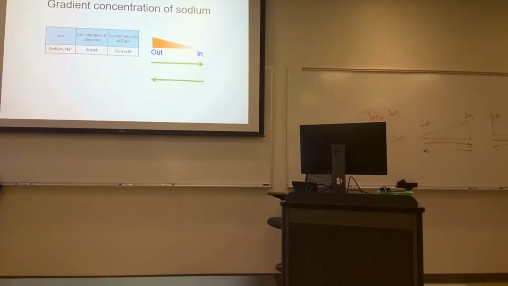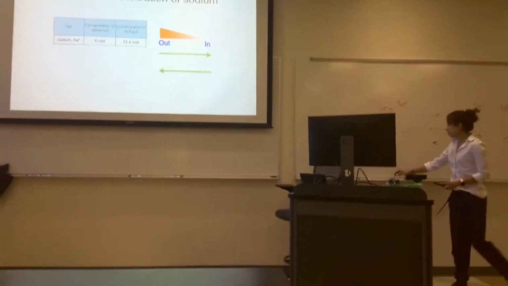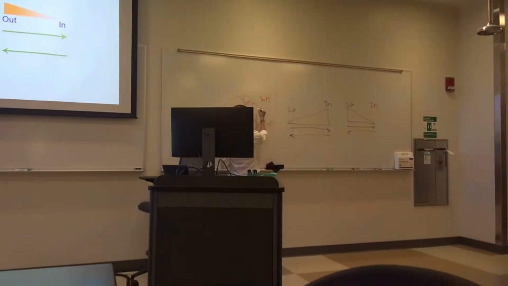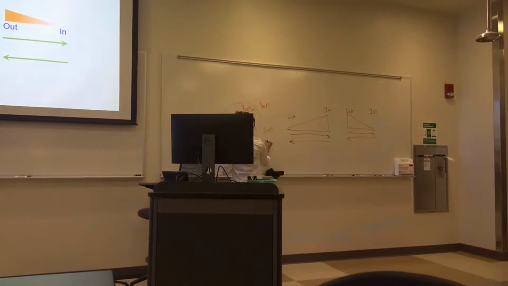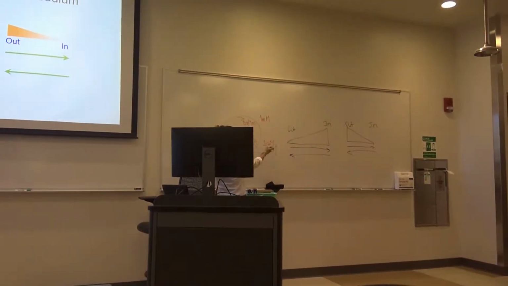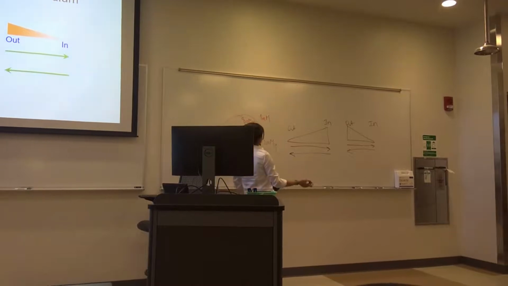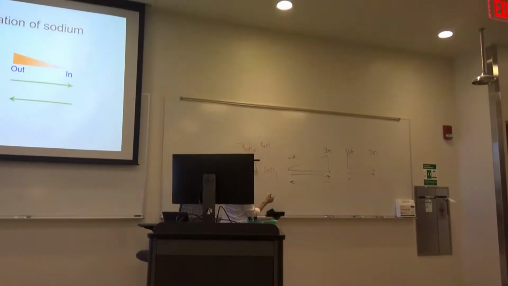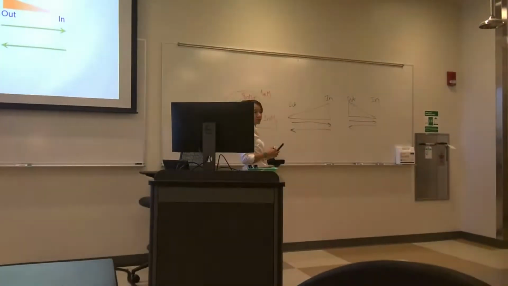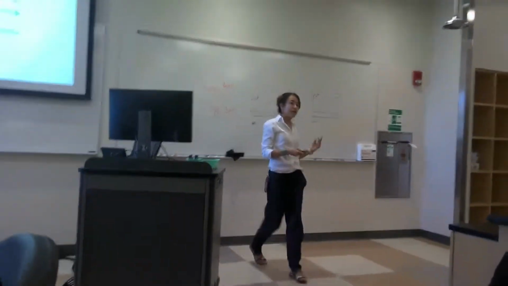Does that make sense? I'm trying to draw in this equilibrium, but drawing an equilibrium when it's not is hard. If this was an equilibrium, it would be 1 and 72, but it's not like this. This is actually much lower than 72. So this is your actual gradient that you have in the cell. I will represent it like this.